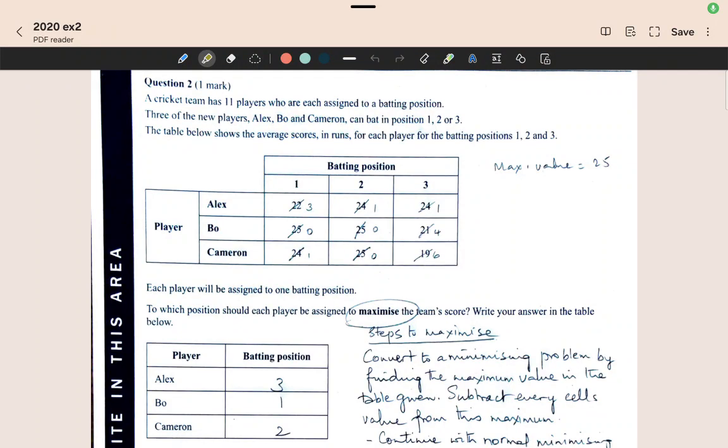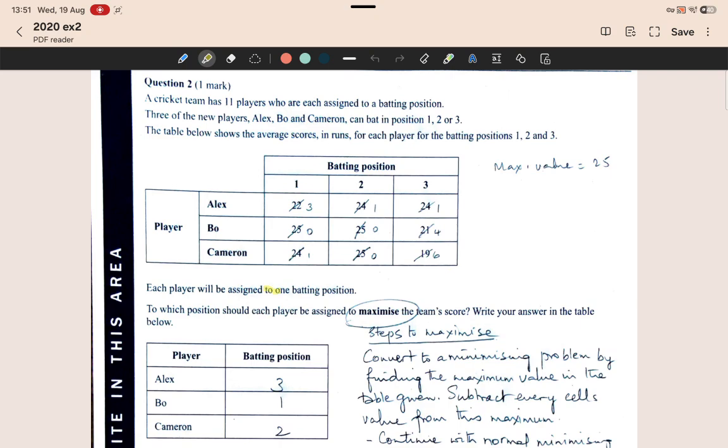I've chosen this allocation problem today because it's different from the usual minimize questions that are given. This was in the 2020 paper, and they have asked you to maximize the team score. So let's read. It talks about 3 players who can be given 3 batting positions, and the average runs for each player is given in the table.